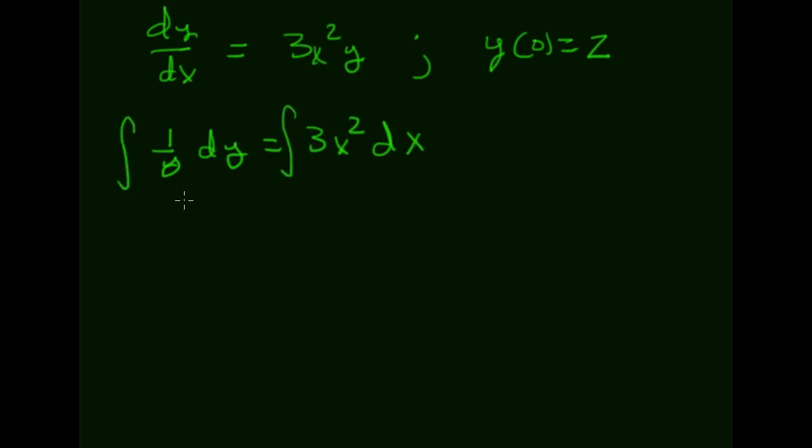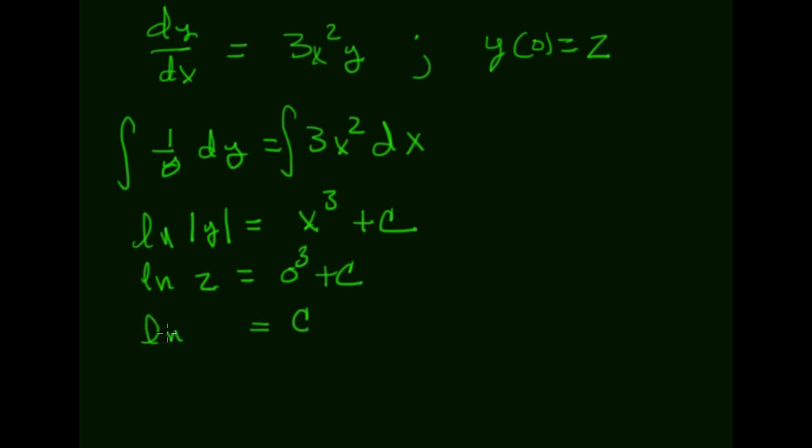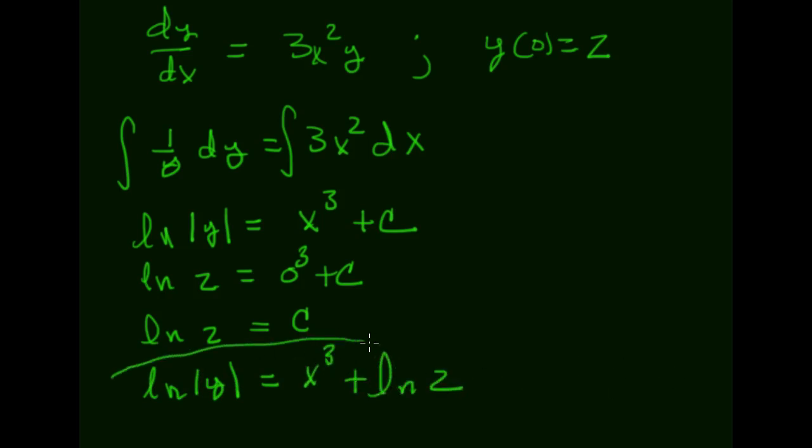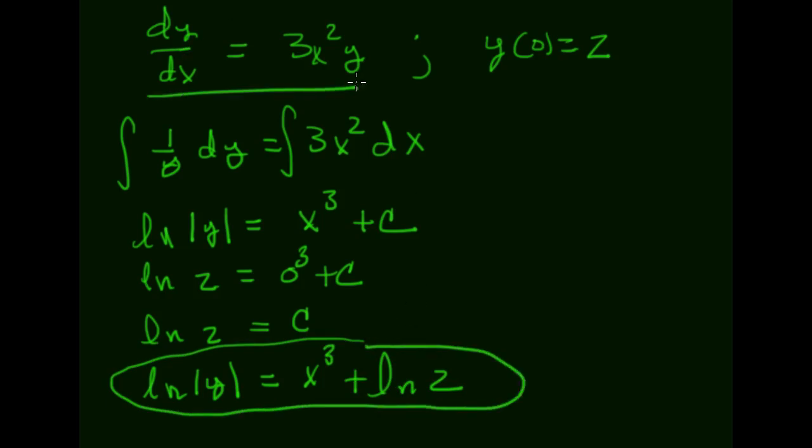And when separated, we take the indefinite integral. So this is the natural log of the absolute value of y is equal to x cubed, right? And then I have to have some constant. Okay, so when y is 2, x is 0, so the constant here is the natural log of 2. So we get the solution that the natural log of the absolute value of y is equal to x cubed plus the natural log of 2. And this would be a solution to this ordinary differential equation at that initial value.